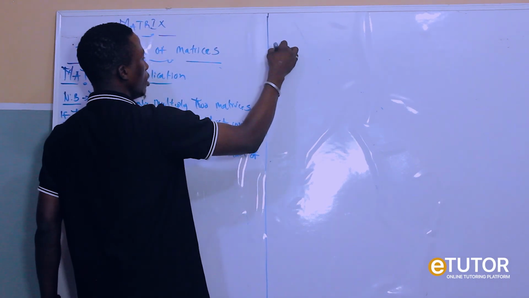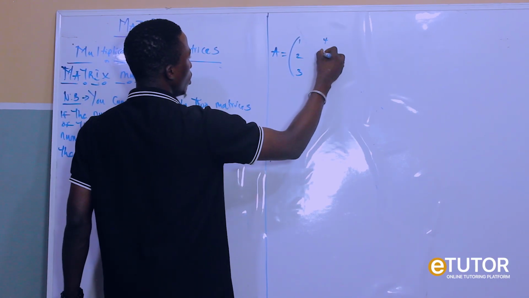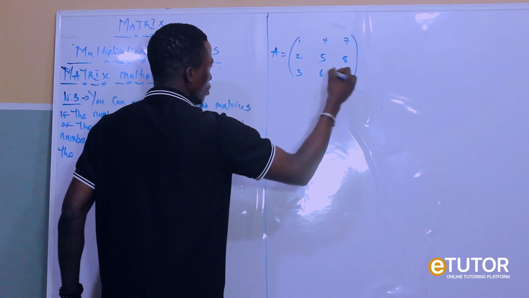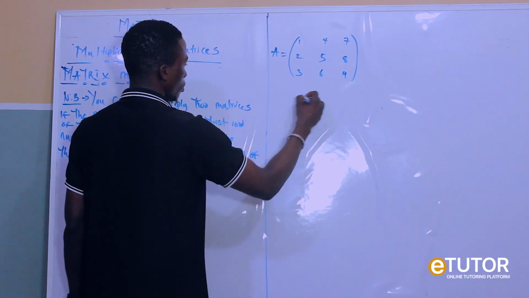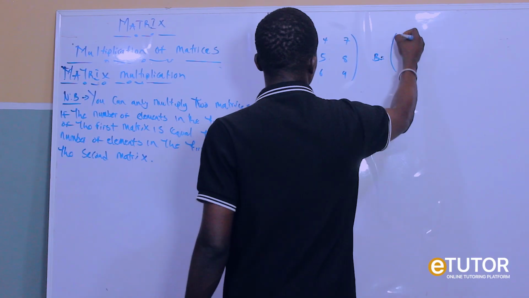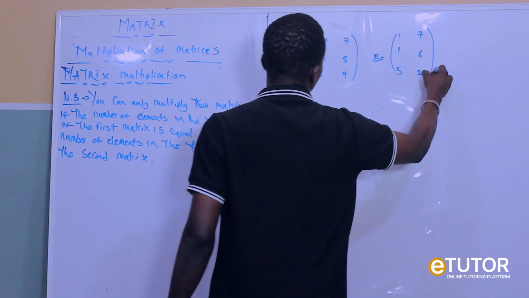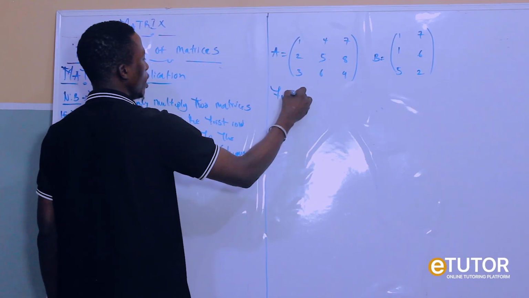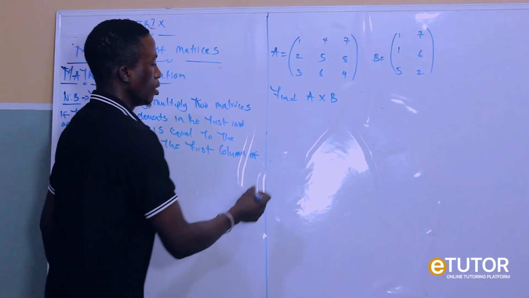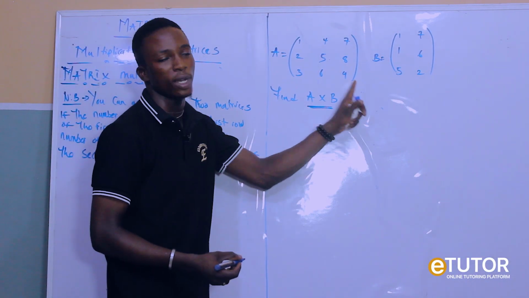Let's say I have a matrix A equal to 1, 2, 3, 4, 5, 6, 7, 8, 9. And I also have a matrix B equal to 1, 1, 5, 7, 6, 2. And let's say you're asked to find A times B. The first thing you do is check to see if you can actually multiply these matrices together.